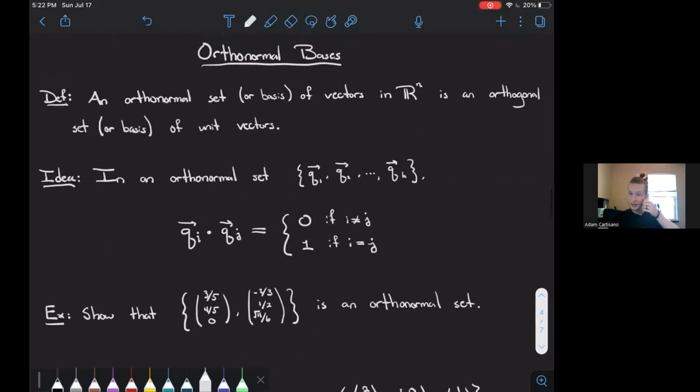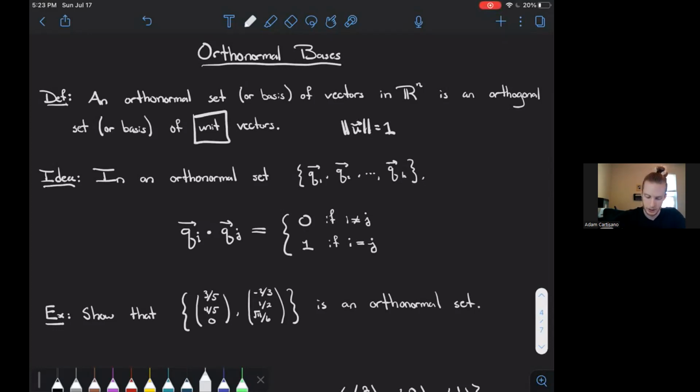Okay, so now we're going to take the nice properties of orthogonal bases and upgrade them to something called orthonormal bases. So an orthonormal set or an orthonormal basis of vectors in Rn is an orthogonal set or an orthogonal basis of unit vectors. The norm of a unit vector is equal to 1. So not just vectors that are all pairwise orthogonal, but also vectors of length 1.